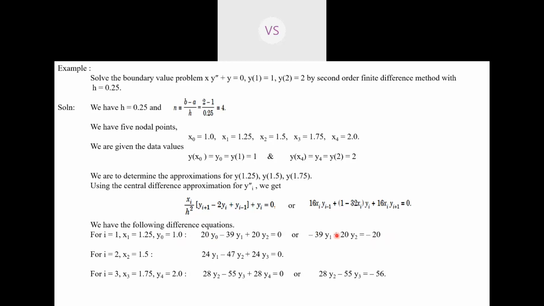Similarly, substitute the value of i is equal to 2 over here and obtain the equation. What equation will you get? 24y1 minus 47y2 plus 24y3 is equal to 0. Similarly, substitute the value of i equal to 3 in this equation. You will get another equation as 28y2 minus 55y3 is equal to minus 56. Like this you will have three different equations and three unknowns, y1, y2 and y3. And when you have three equations and three unknowns, you can solve it by Gauss elimination method.